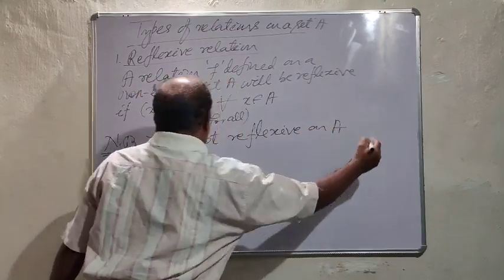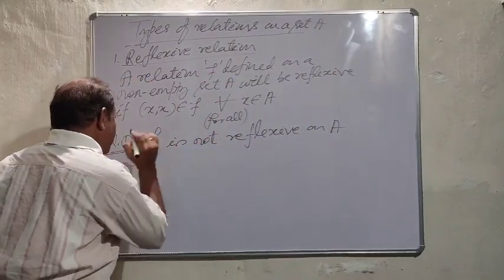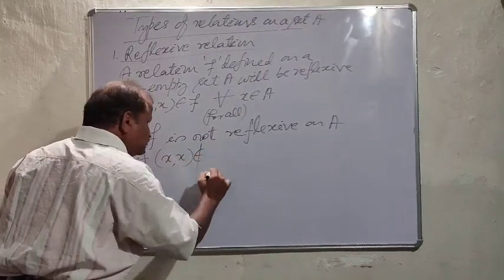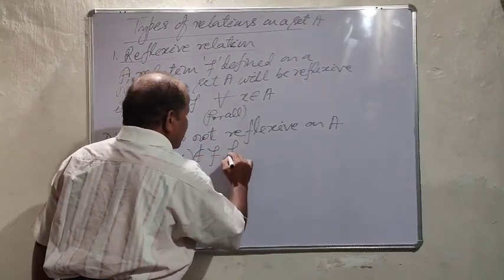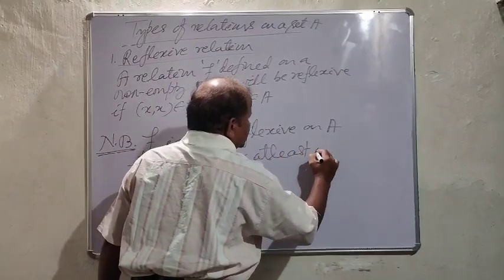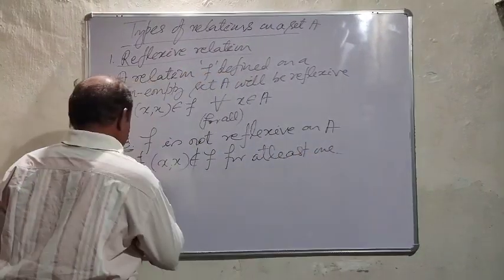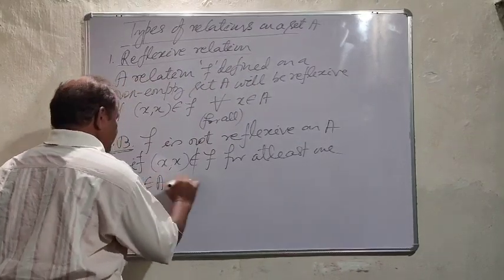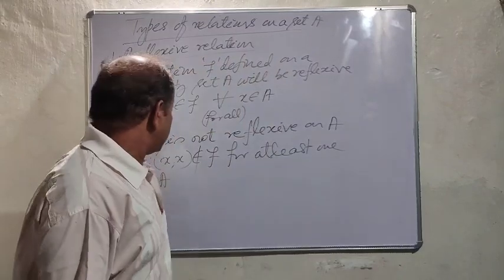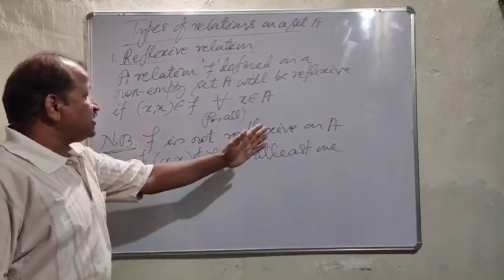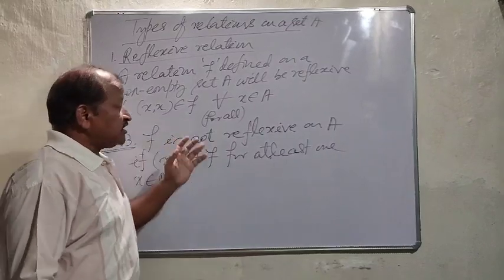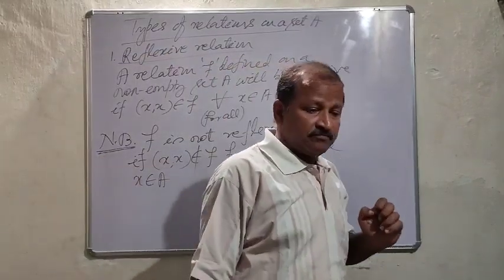on A if x does not belong to F for at least one x belongs to A. At least one x belongs to A. F is not reflexive if x is not related to x for at least one x belongs to A. Okay.